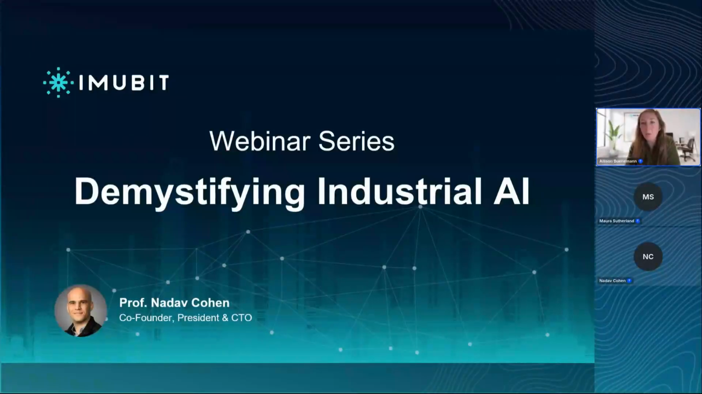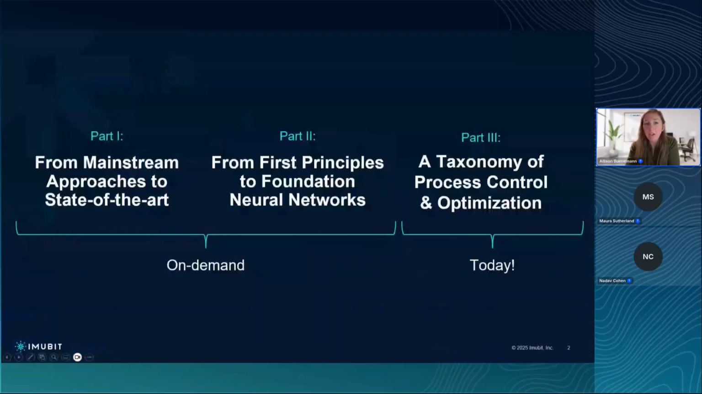All right. Once again, welcome to MUBIT's webinar series on demystifying industrial AI. This webinar today is part of a larger three-part series. Back in November and December, we executed on parts 1 and 2 of the series, which are now available on demand. We'll provide the link to those at the end of today's session and in the chat. Today's topic is part 3, a taxonomy of process optimization and control.